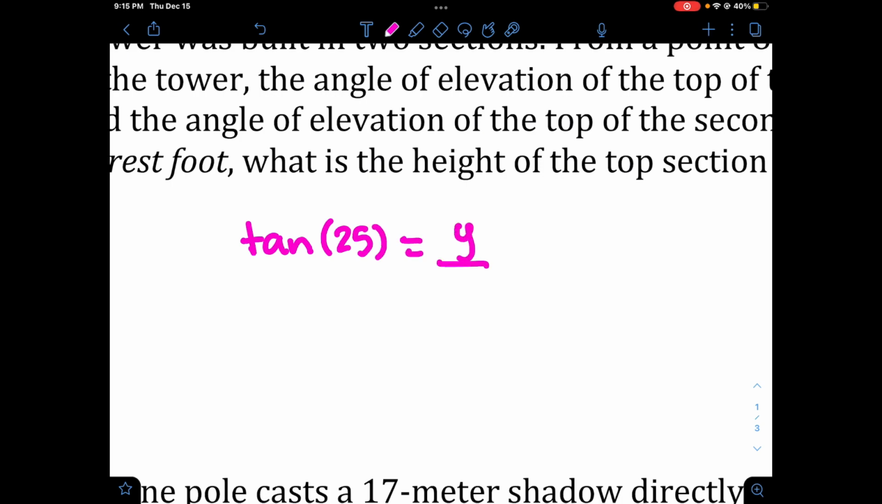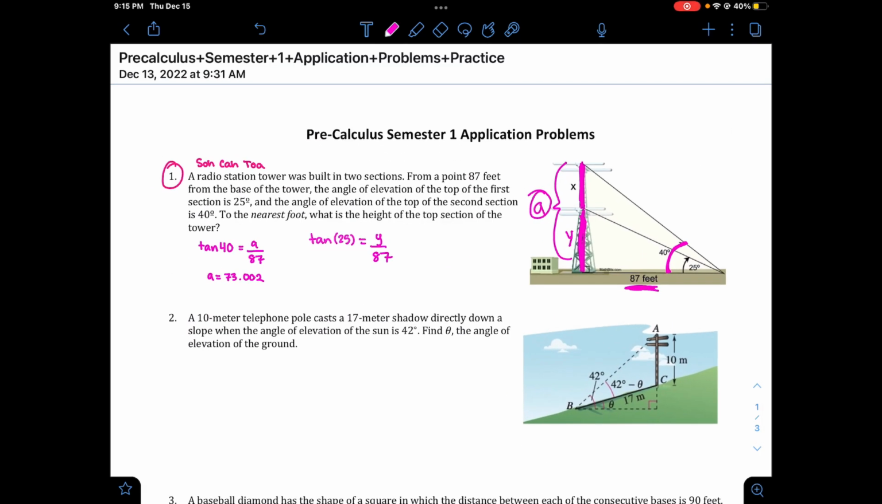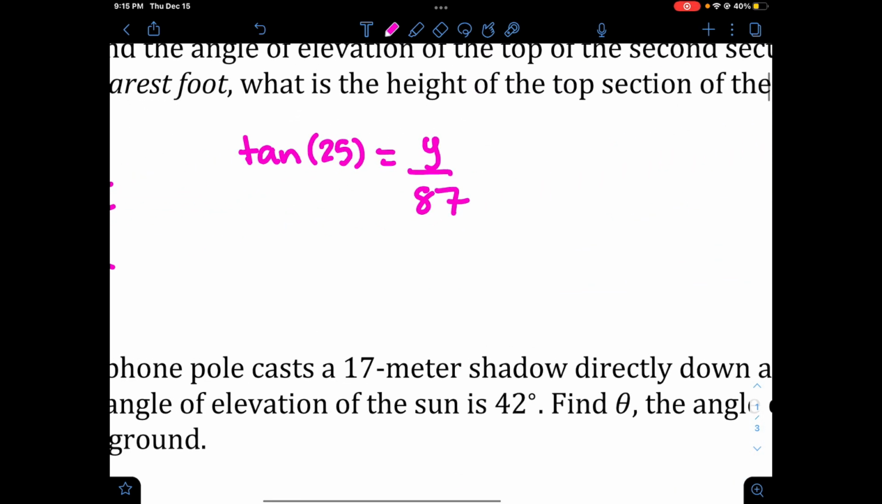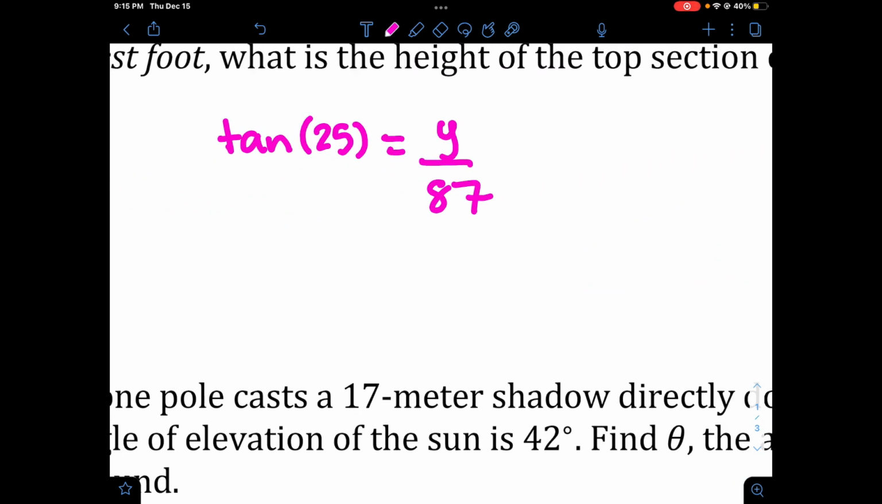And now we're going to be finding Y of the bottom, which is tan 25 equals Y over 87. We're using the 25 because we now need to find the bottom one right here. And we still have the 87. And now we're missing the Y. So when you multiply that all up, it should equal 40.569.